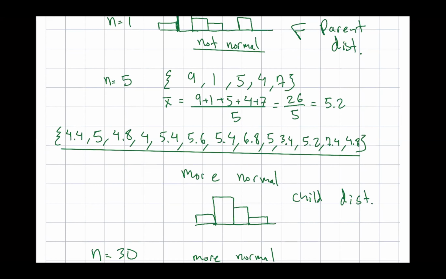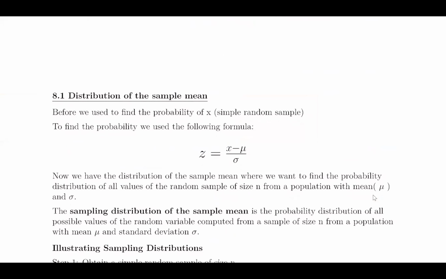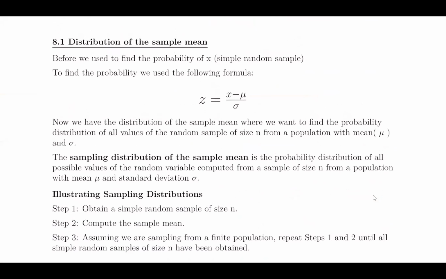Now let's go to chapter 8 notes. Well, it's not always going to be symmetric. I'll let you know when it will be symmetric, because there's something called the central limit theorem, which goes into when we can say the child distribution will become normal. All right. So let's get to chapter 8.